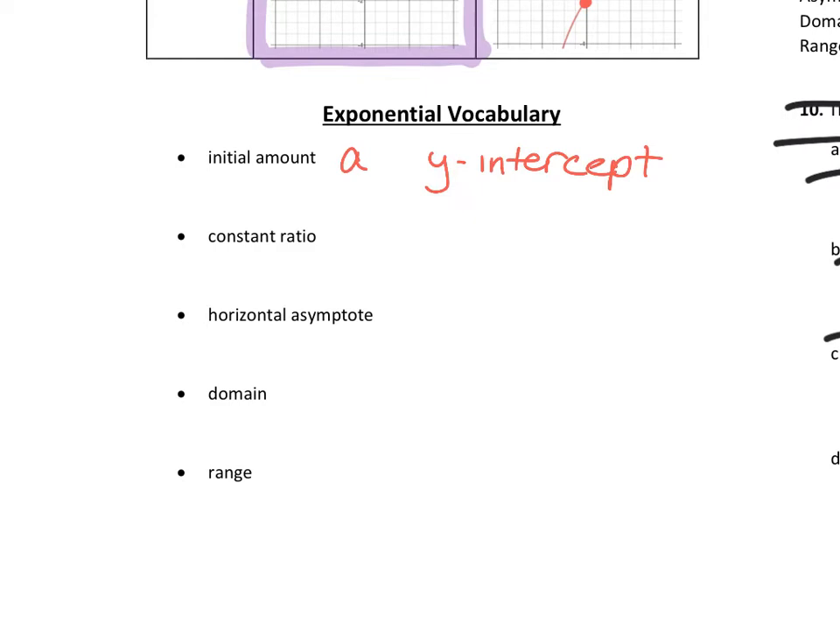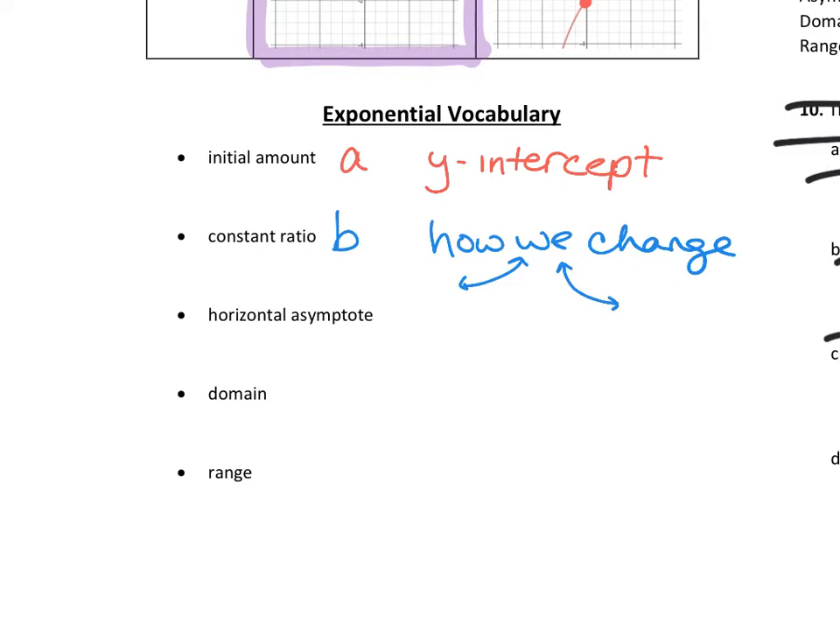The constant ratio is that B. This tells me how we change. It's going to tell me whether I'm increasing or decreasing, whether I'm growing or decaying. Remember again, if that number is bigger than 1, we're growing. If the number is less than 1, we're decaying.